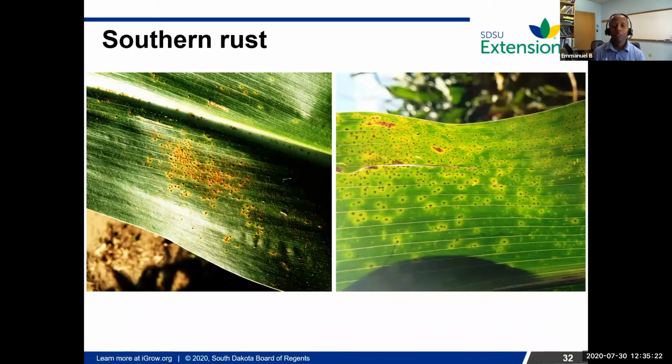Also, if you hold the southern rust leaf against light, you see very clearly a yellow halo around the lesions. But for common rust, you won't see any yellow ring where the pustules of common rust are developing. So between the color, the distribution of these pustules on the leaf, and also the yellow halo around the lesions, these three characteristics can help you to tell common rust from southern rust.